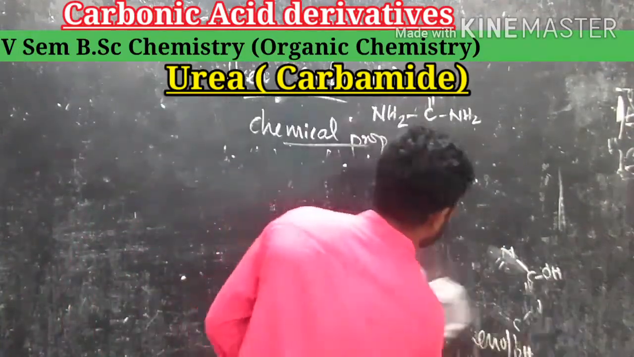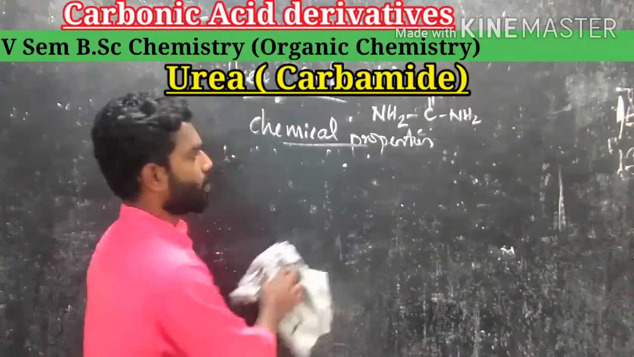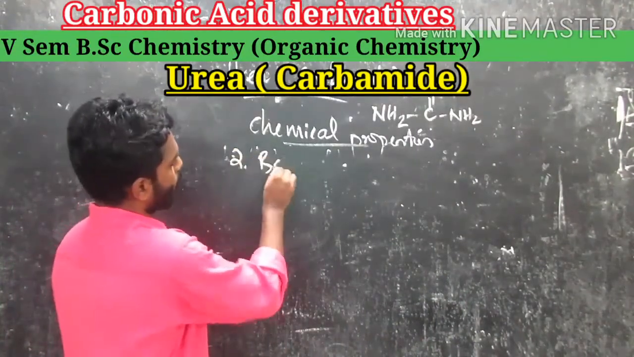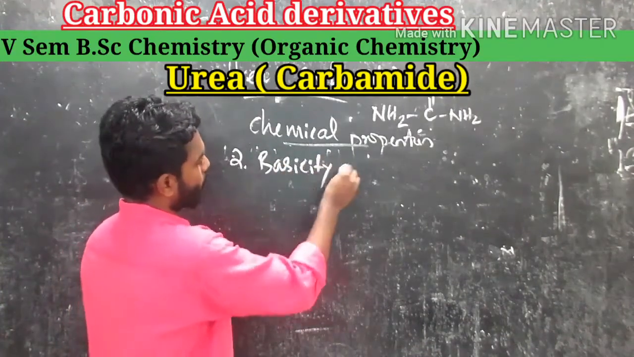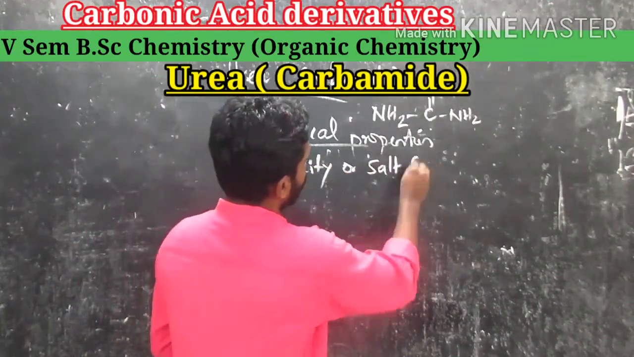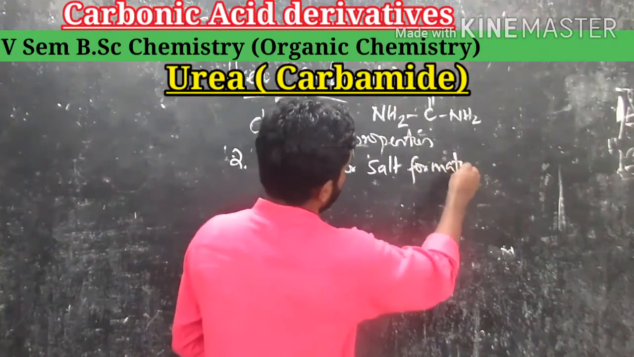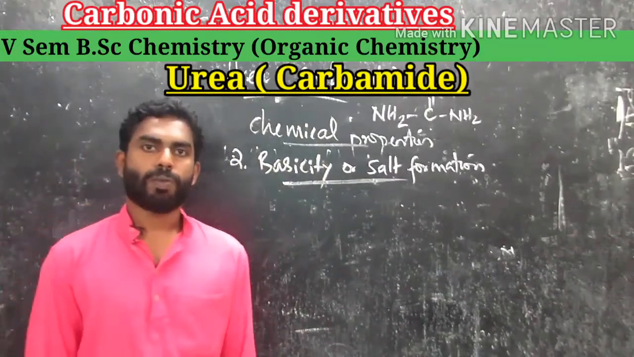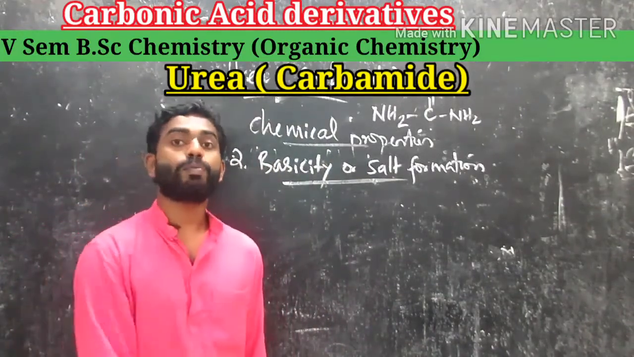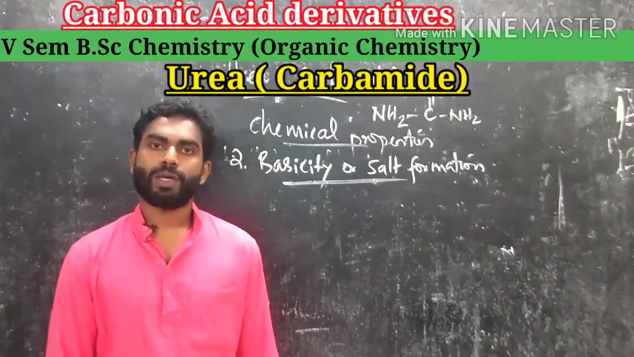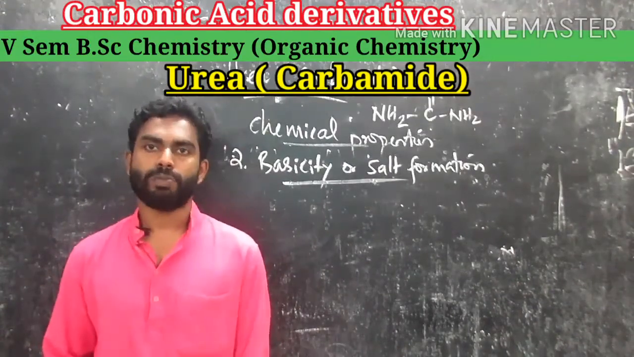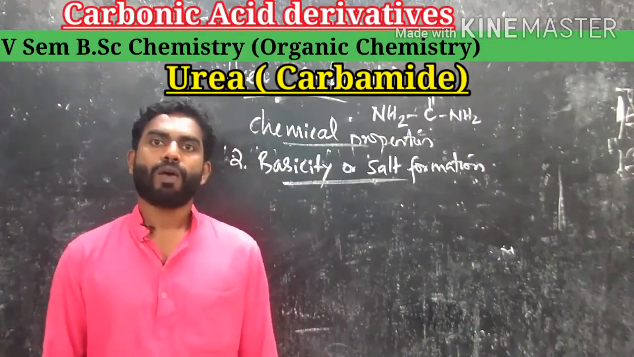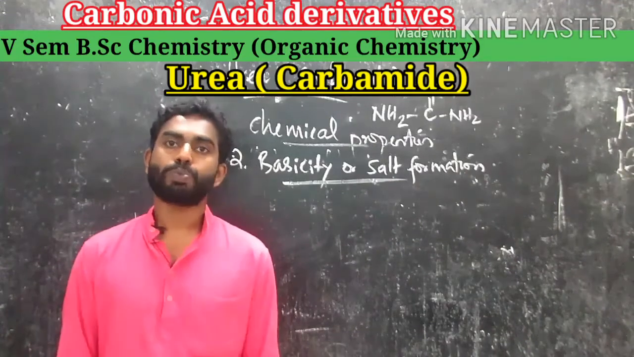Next, basicity or salt formation. Urea behaves as a weak monoacidic base. When concentrated nitric acid is added to a concentrated solution of urea, white crystalline urea nitrate is precipitated.